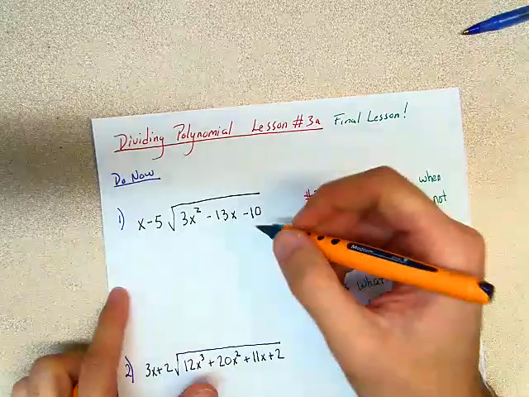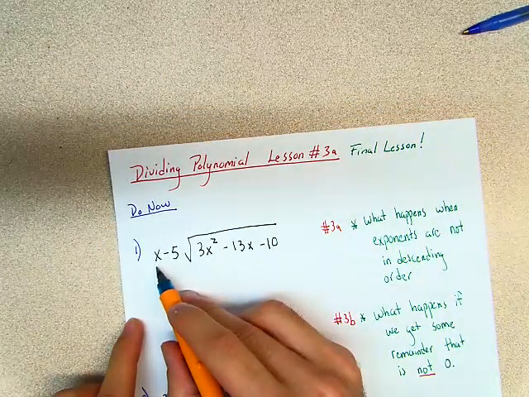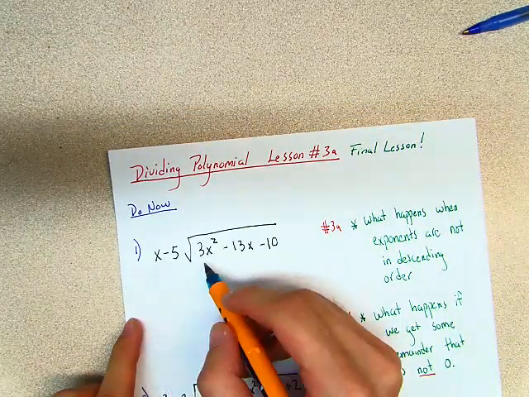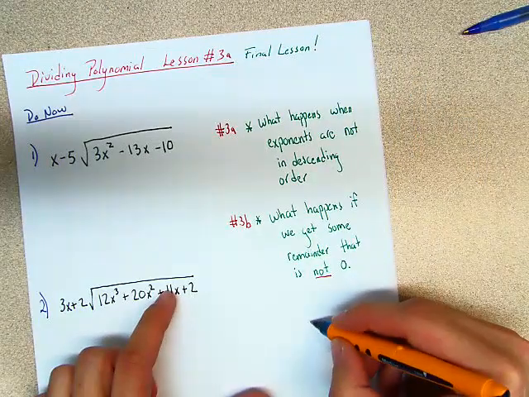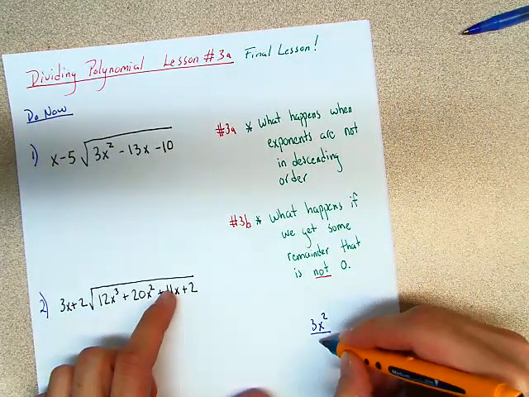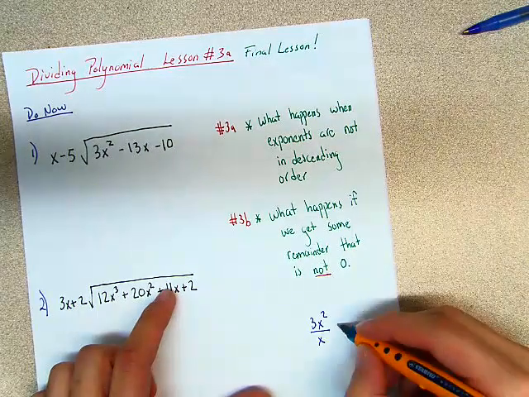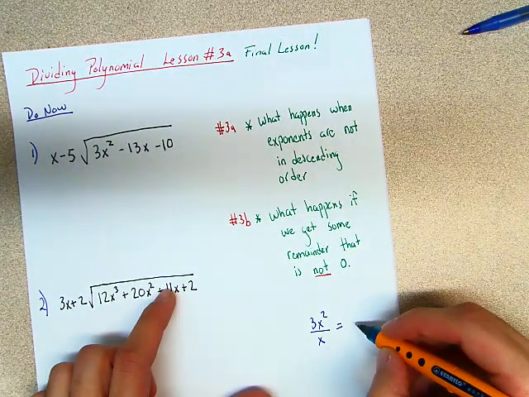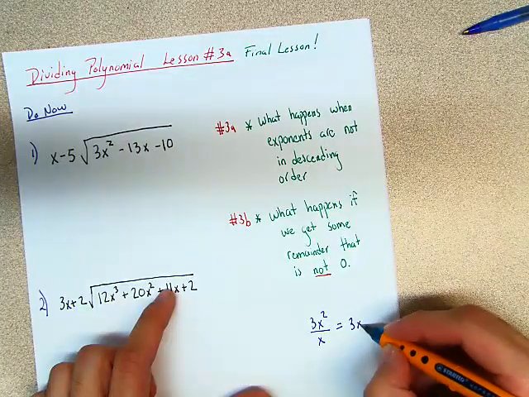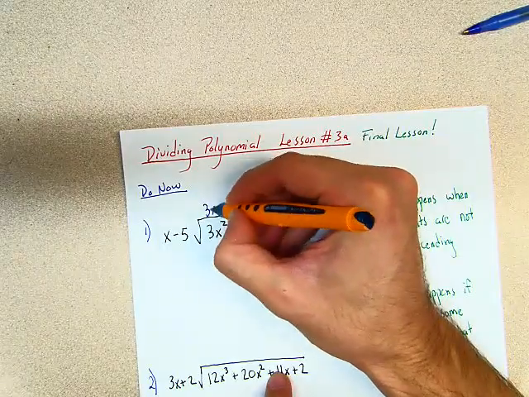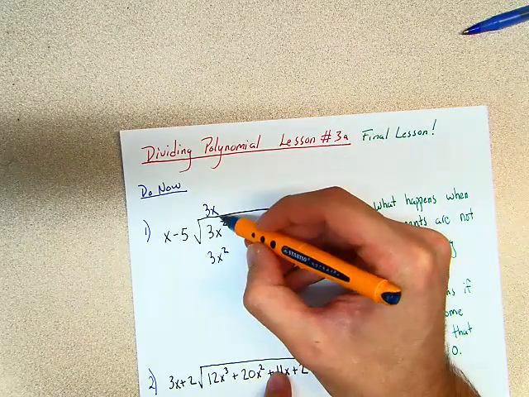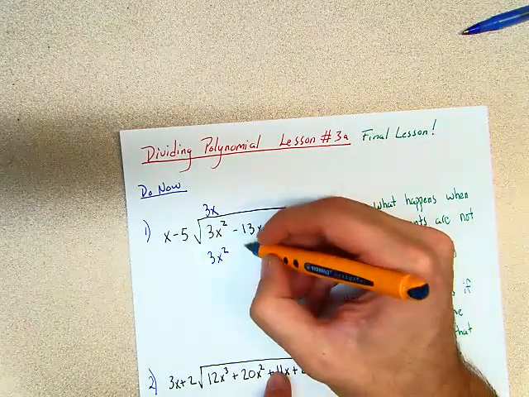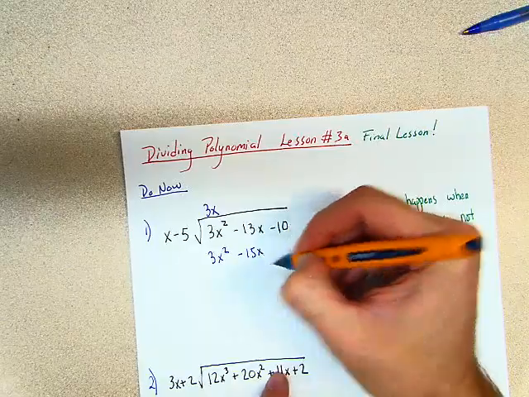Watch and learn. What is the first thing you ask yourself? How many times is x going into 3x squared? The side note for that would be 3x squared divided by x, that is equal to 3x. So it goes in 3x times. So 3x times x is 3x squared. Then 3x times negative 5 is negative 15x.